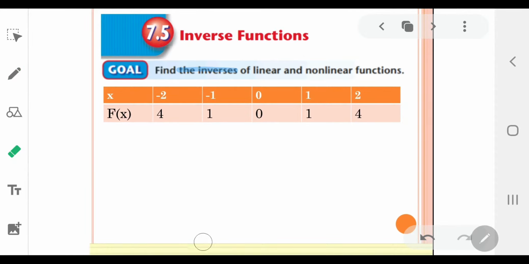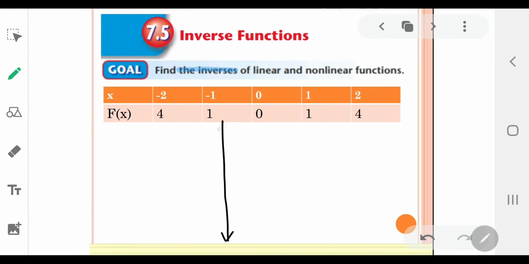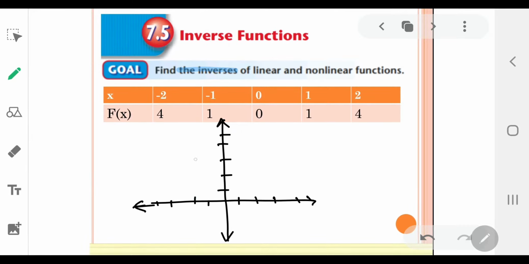Okay, I'm changing the color here. Those are the two axes, the y-axis and the x-axis. It's just a sketch of a graph, and let's plot the points now. Negative 2 with 4, negative 1 with 1, 0 with 0, 1 and 1, 2 and 4. Yes, as you expected, it is a parabola.